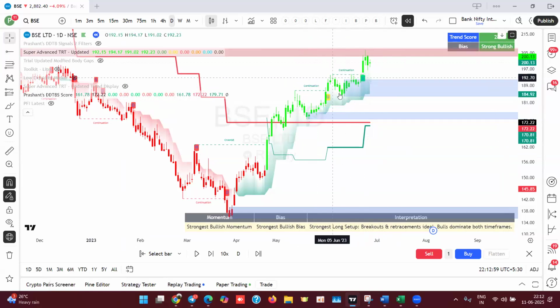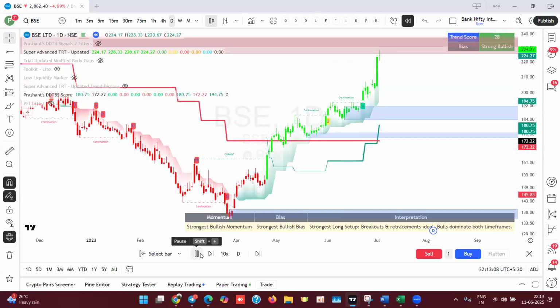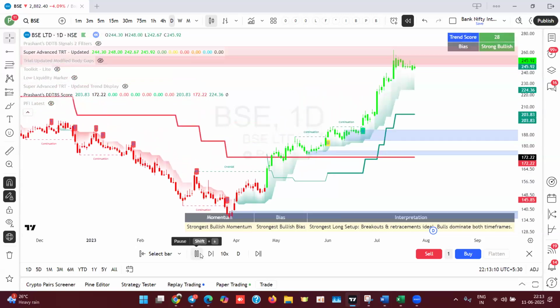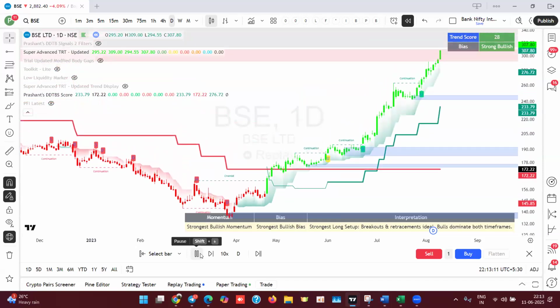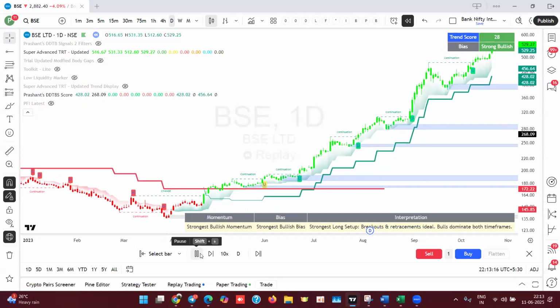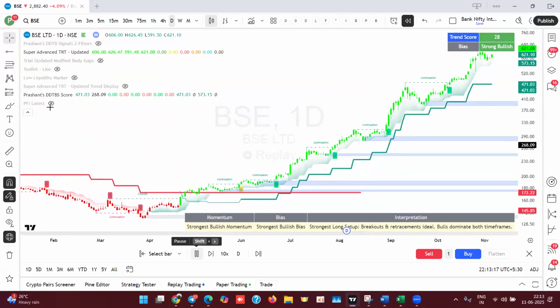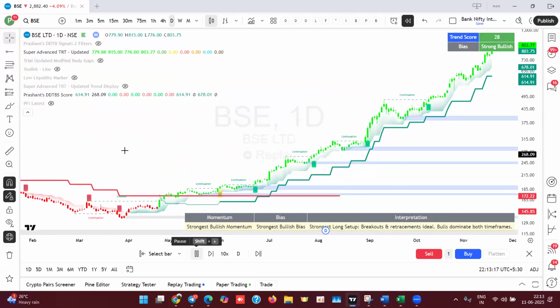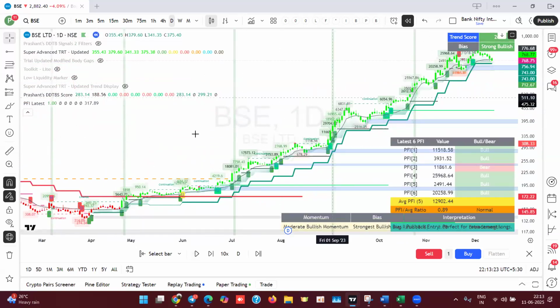And at that time it was mentioned strongest bulls, breakout or retracement. If you keep checking, you got this retracement entry at 50% and then there is no looking back. It just kept on rising and rising. And see how beautifully both things are going up. Zones are going up and PFI is also increasing. So when PFI is increasing, it gives us confidence to keep on holding.